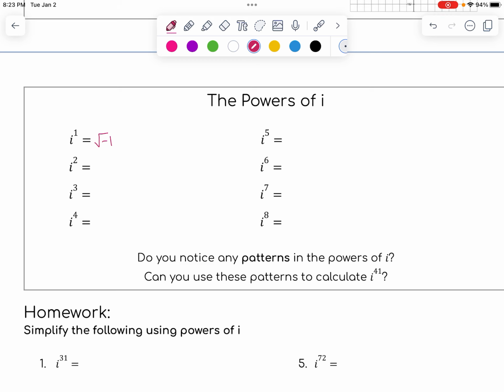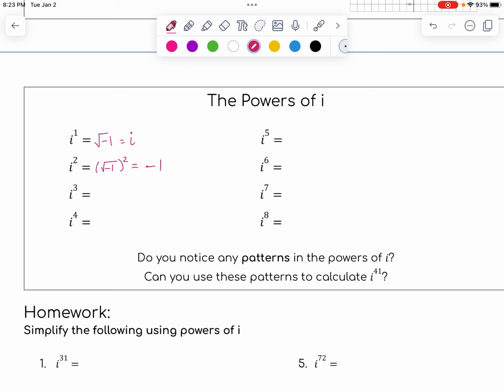And of course, i to the power of 1, we could also just rewrite that as i. So all three of these things are equal or equivalent. Now, i squared. Well, i squared would just be the square root of -1 squared, because i is the square root of -1. Mathematically, we know that when you take the square root and then you square that, those two operations are inverses, so they cancel, and I'd be left with -1. So i squared actually reduces to -1.